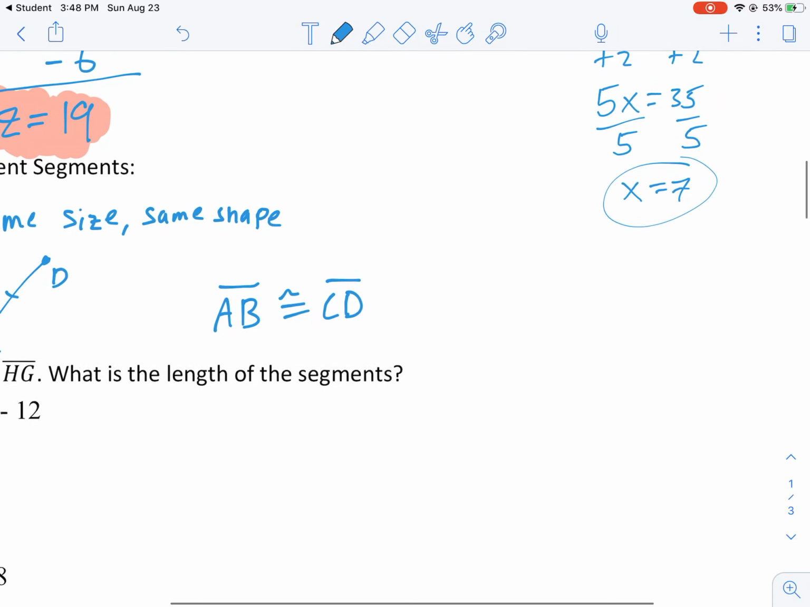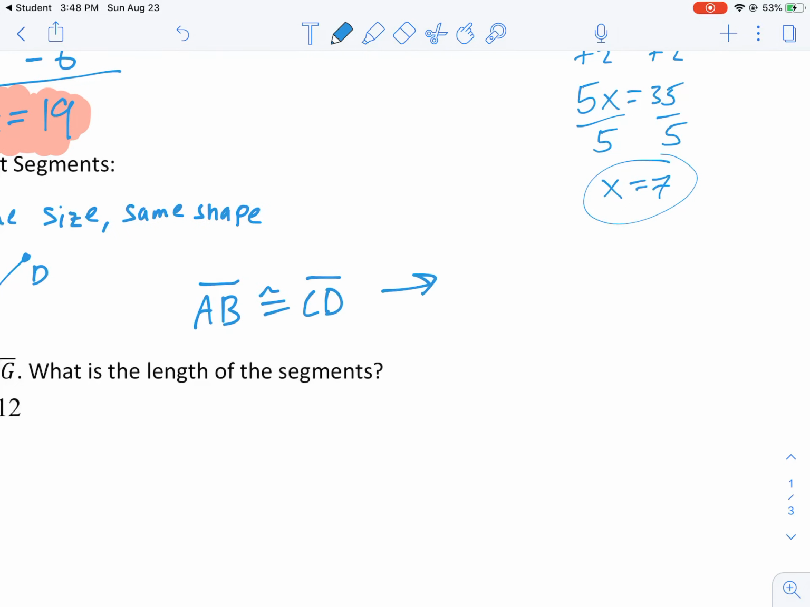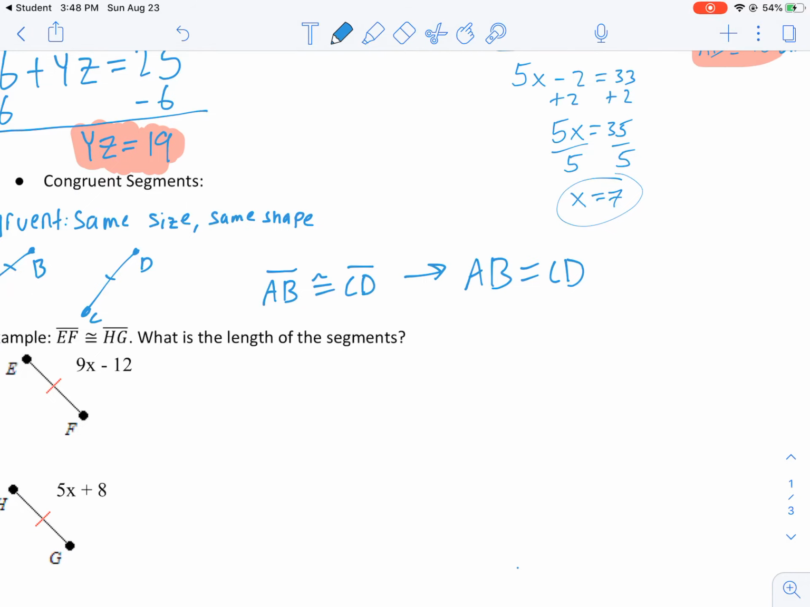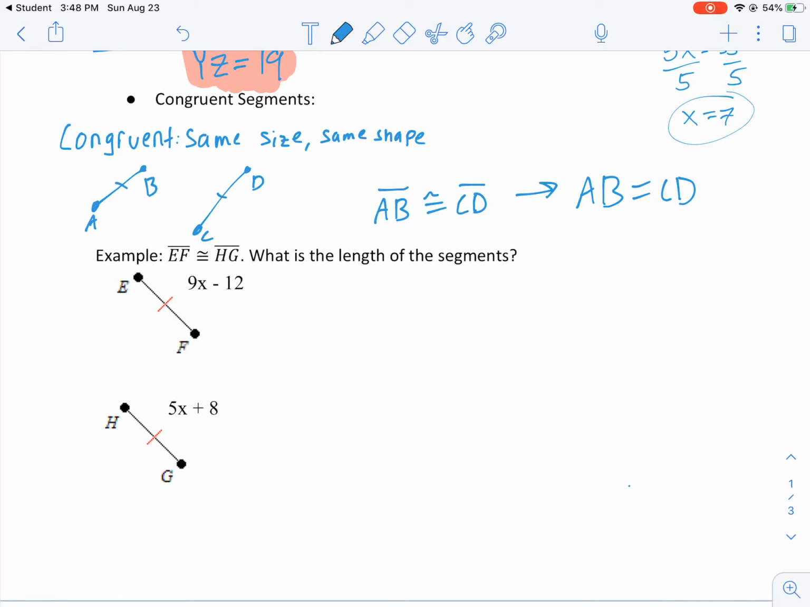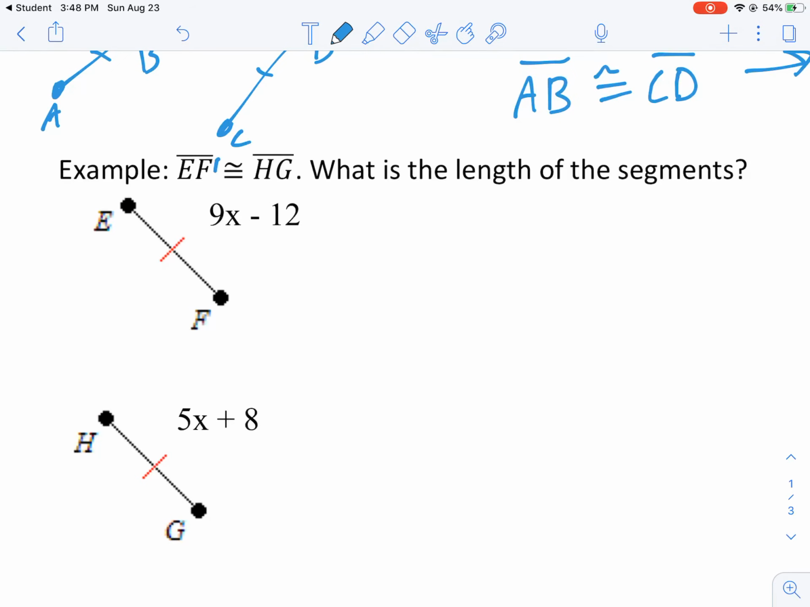And so if they are congruent, all right, that implies then that their lengths have to be the same. So if AB is congruent to CD, then the length of AB is equal to the length of CD. And so again, you can use that to solve problems. So we're going to look at an example here. All right, so you can see the symbol typed out, right? So they're telling us EF is congruent to HG, and so it says what is the length of the segments.